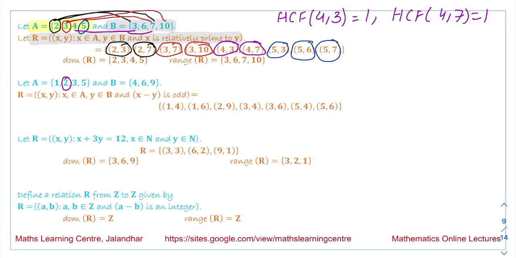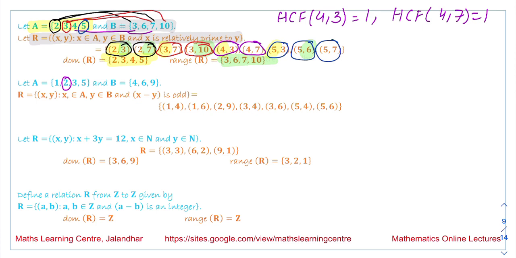So what we get is that the domain of this set is 2, 3, 4, 5, and the range of this set has these elements 3, 7, 10 and 6. These are the different numbers over here. So the range of this relation R is equal to 3, 6, 7 and 10.